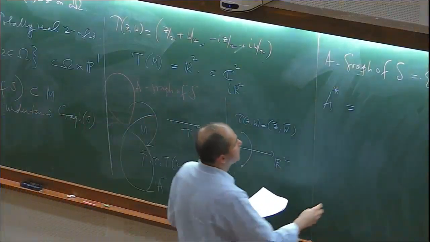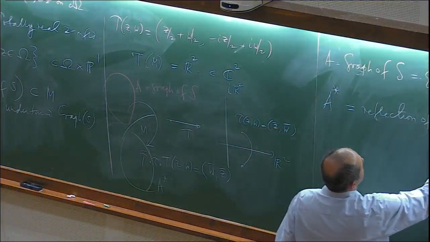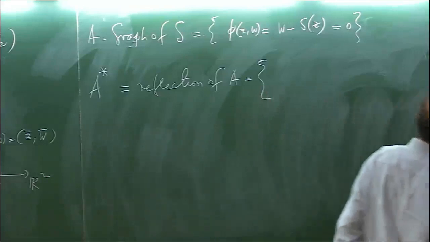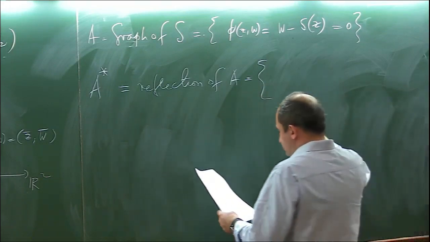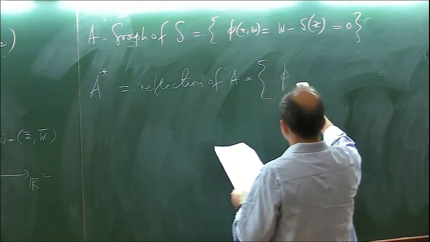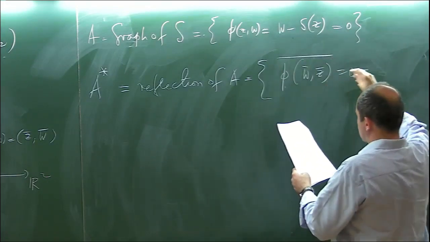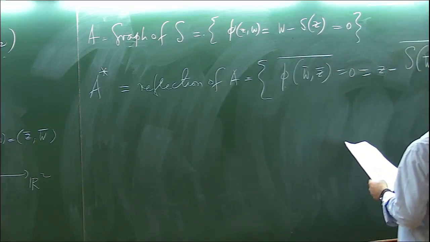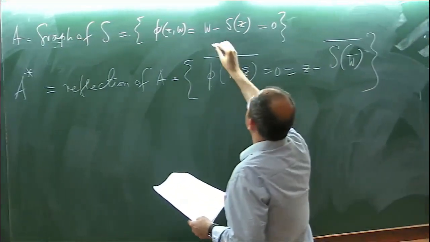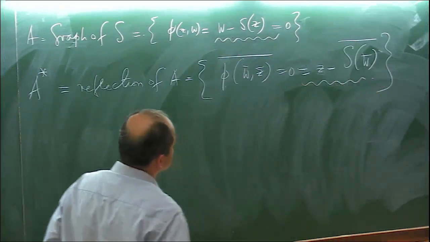So A star is the reflection of A, and just like what we did here, you can describe the defining functions by means of the involution. So this is going to be given by phi of (w bar, z bar) equal to 0, and this turns out to be z minus S of w bar. Please take a note of these two. The variables have been switched.